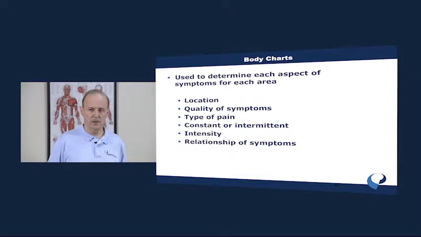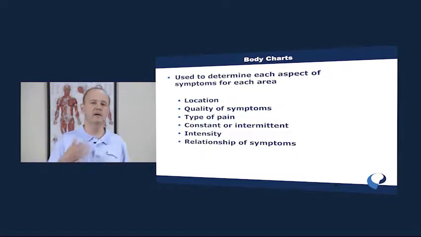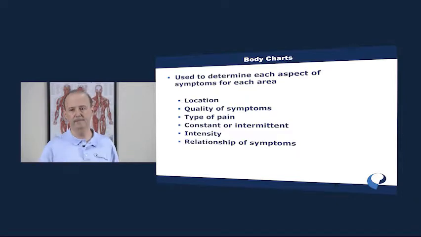So body charts are huge. I like to use them, and it gives me a nice idea of what the patient presents like. So on the body chart, we'll look at in a second, look at location, the quality of the pain. Is it deep or superficial, which will tell you different things. Type of pain: sharp, dull, achy, burning. Is it constant or intermittent?